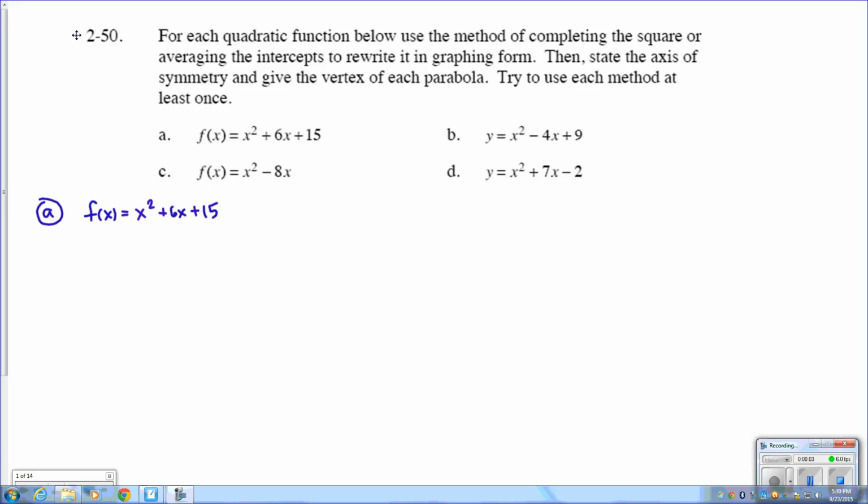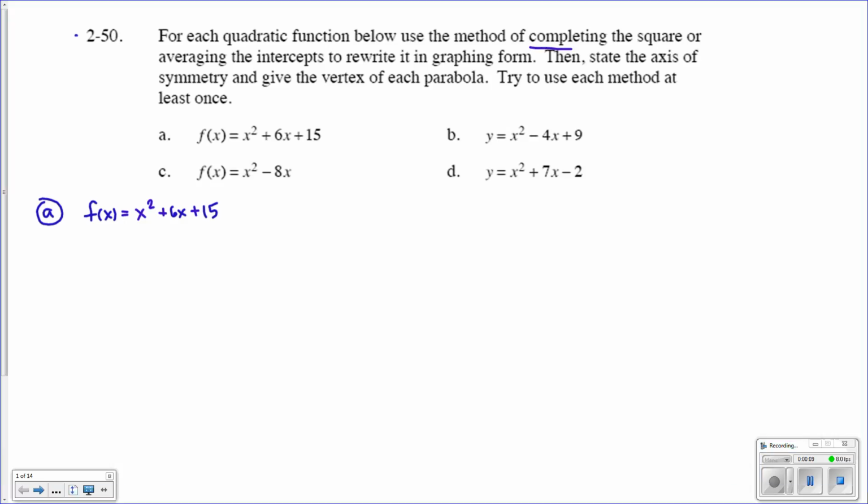All right, problem 2-50. For each quadratic function below, use the method of completing the square or averaging the intercepts to rewrite it in graphing form. Remember, that's also called vertex form. Then state the axis of symmetry and give the vertex of each parabola. Try to use each method at least once.